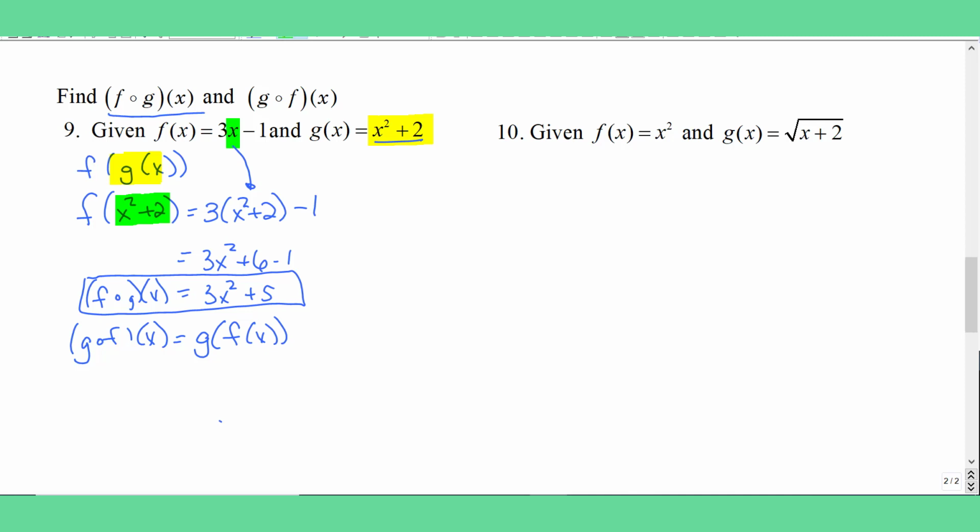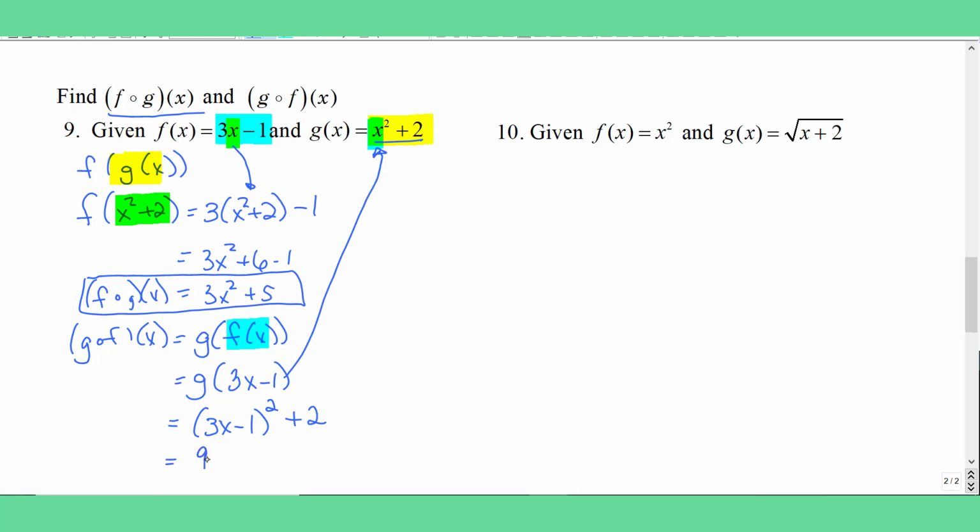So that means I take what f of x is, which is 3x minus 1, and I put it in there. Okay, so I'm going to have g of what is f of x, 3x minus 1, and then I replace the x with 3x minus 1. So I'd have (3x minus 1) squared plus 2.